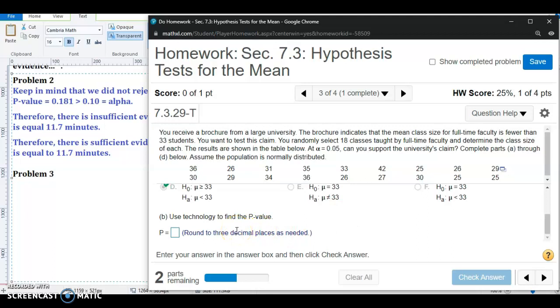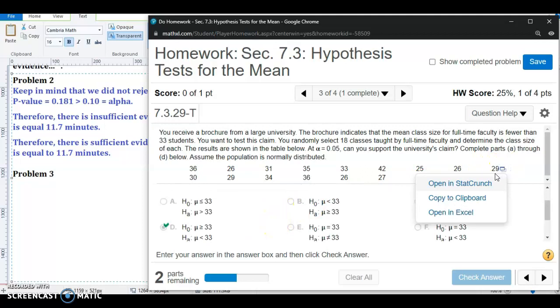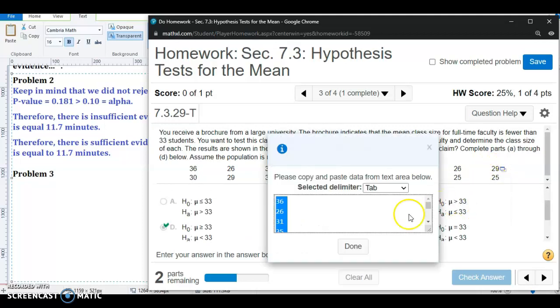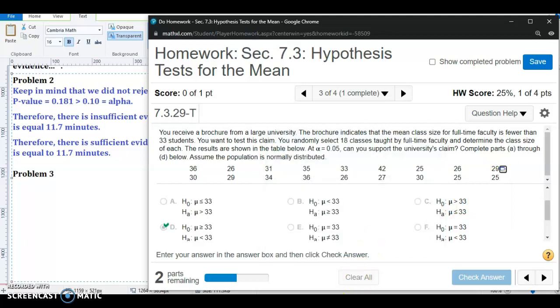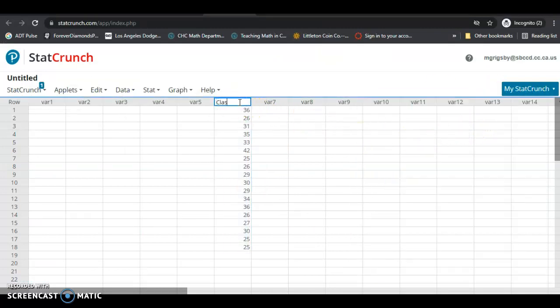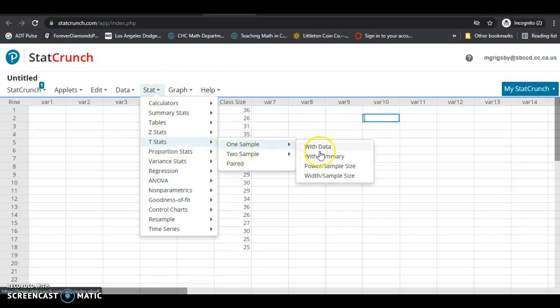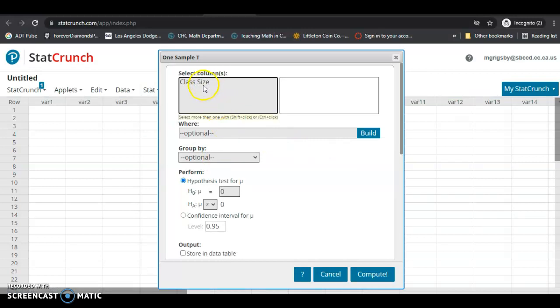Then it says find the p-value. Before we find the p-value, let's go ahead and copy the data into StatCrunch. We're going to select an empty column to put the data into, and I'm going to rename it as class size. Then we go to Stats, T Stats, and select One Sample with the actual data, since we have the actual data. Then select the column that contains the data. Since we're doing a hypothesis test, we leave this option selected. The other option is for a confidence interval.